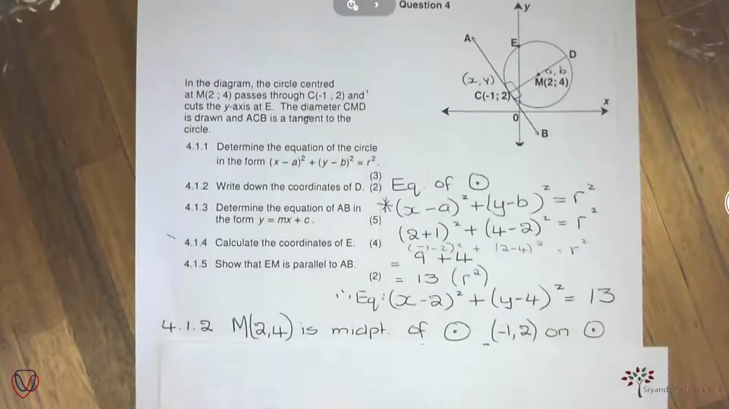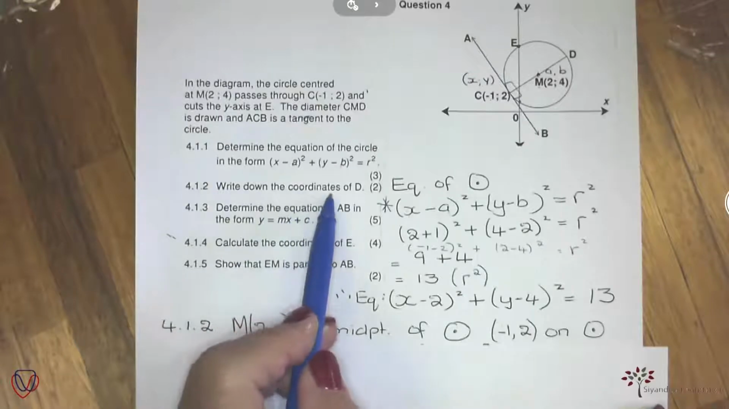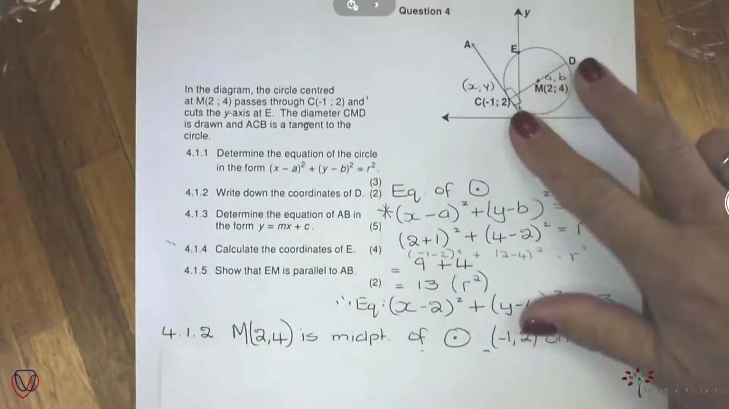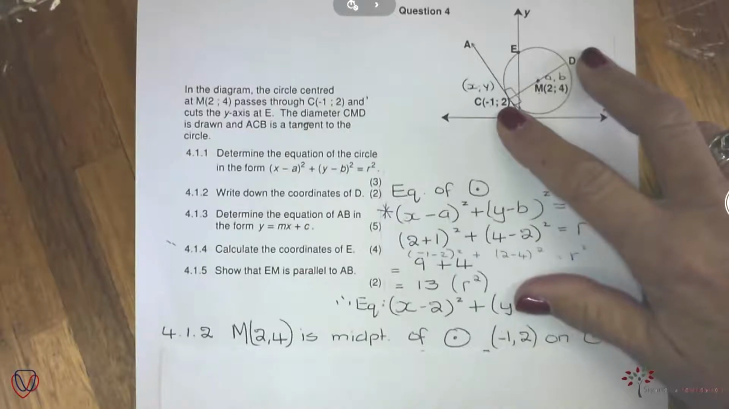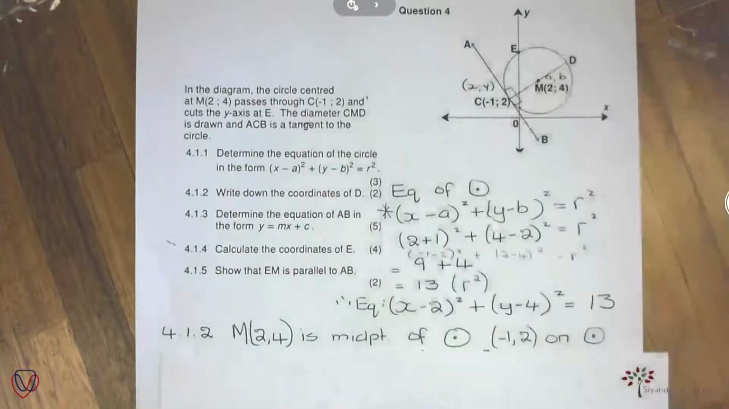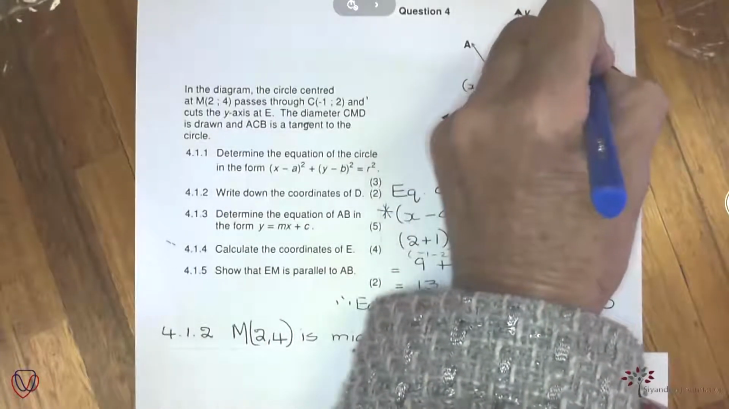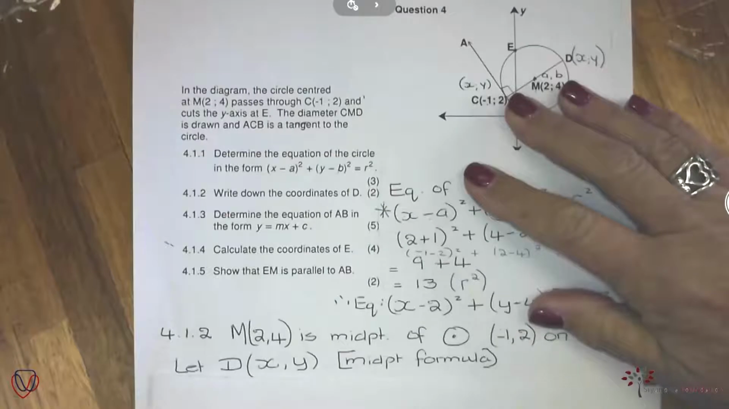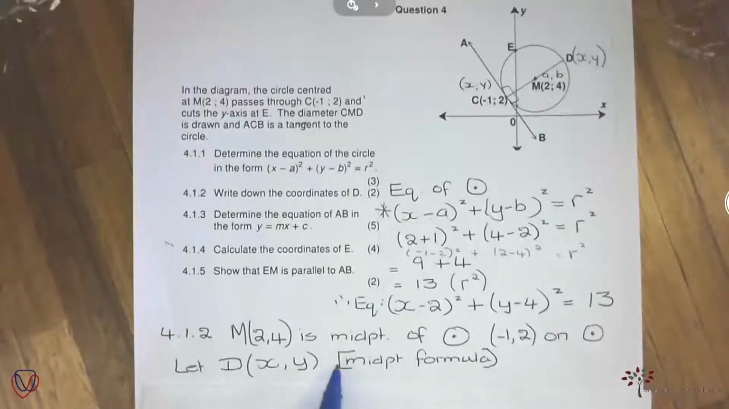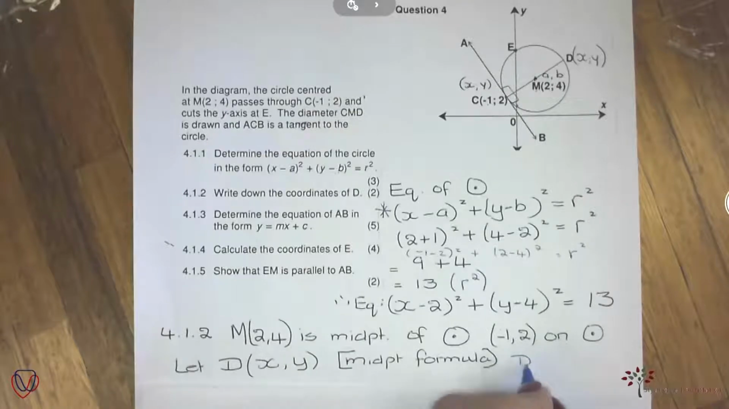Okay, let's have a look. 4.1.2. They said, write down the coordinates of D. Can you see that M is the midpoint of the diameter? Because it's the midpoint or the center of the circle. So, to find D, we will have to say D is (x, y), and we will have to work with the midpoint formula. So glad the midpoint formula jumped up in this question. M (2, 4) is the midpoint of the circle. (-1, 2) is on the circle. D (x, y), we're going to use the midpoint formula because D (x, y) is also on the circle.